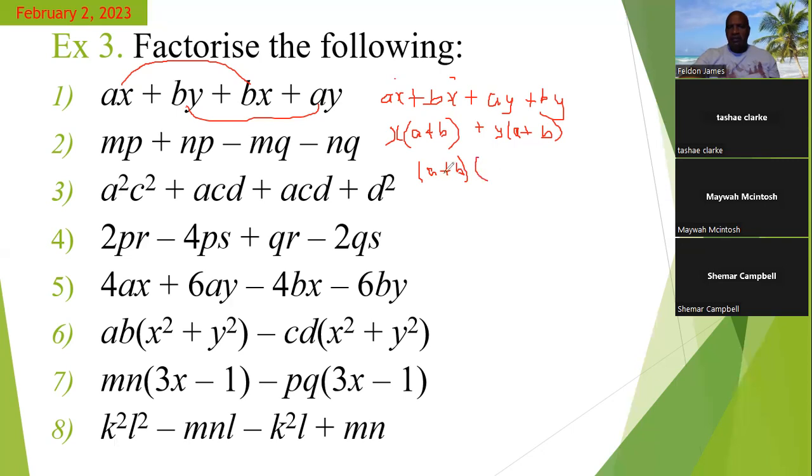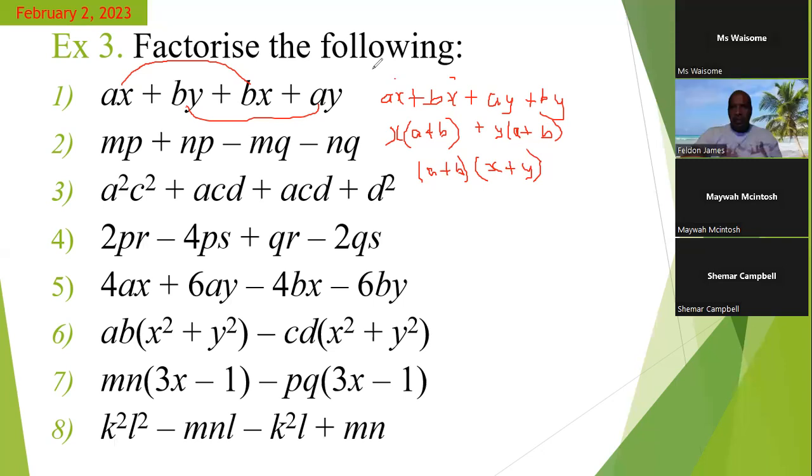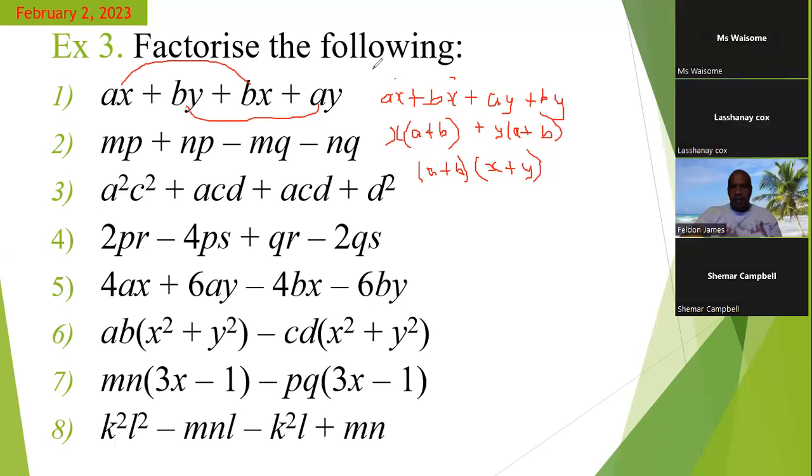As our HCF, then we divide each term. For the first term, we get X, and for the second term, we get Y. So those would be the factors for our first question. Let me see the answer, those who got those. All right, moving on.